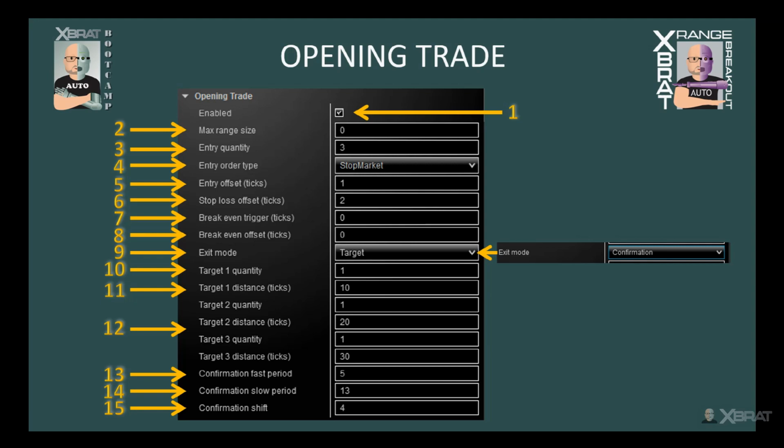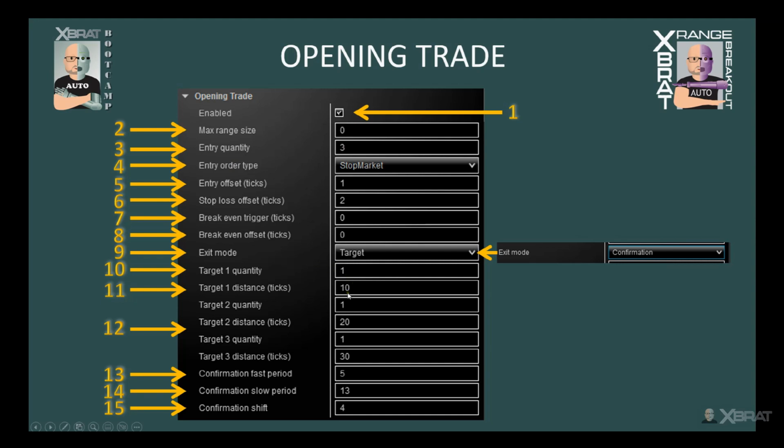Number 10 is target quantity 1. If you're on the target mode, this is the number of contracts you want the auto trader to take off at the first target. So for example, you want one contract, so target quantity is 1 contract to take off. Earlier on at number 3, we said the entry quantity was 3. So you want the first contract, quantity 1, taken off.